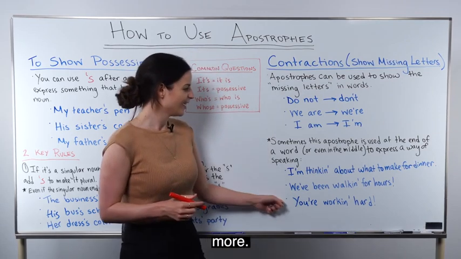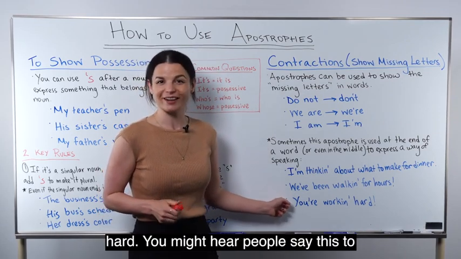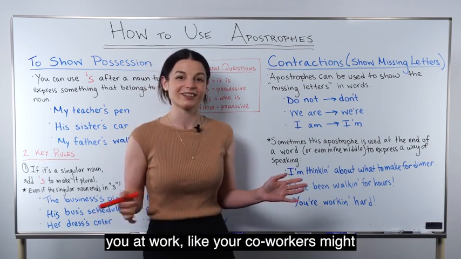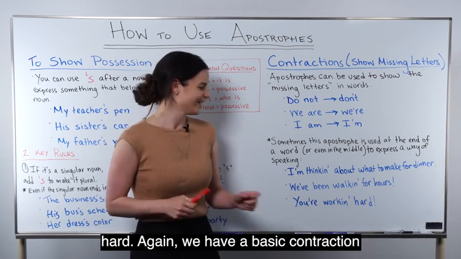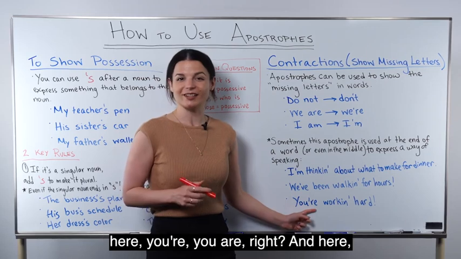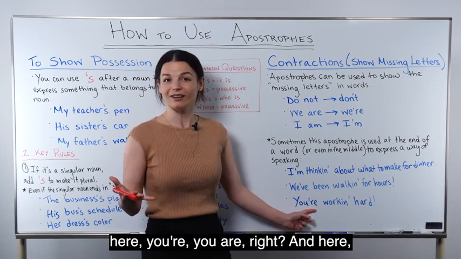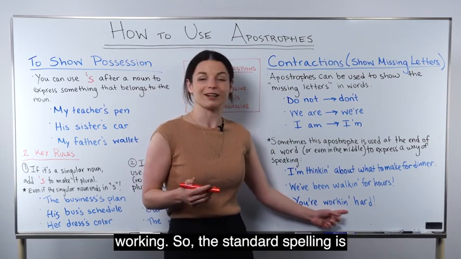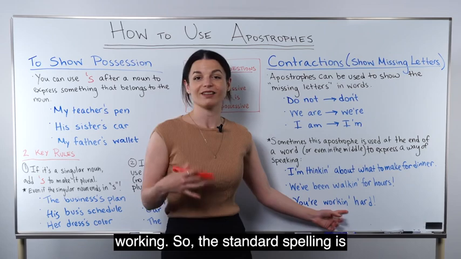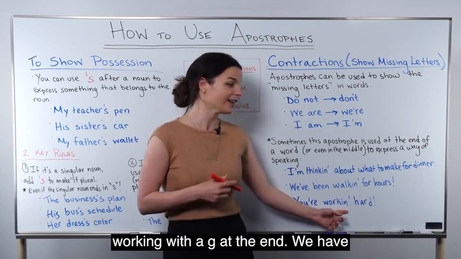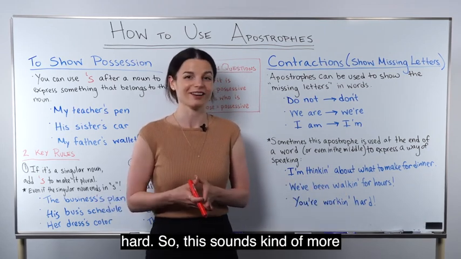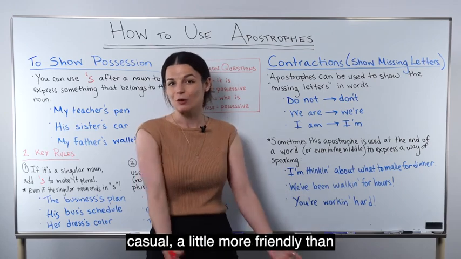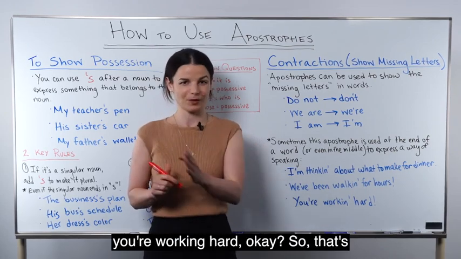So this expresses a kind of rough or casual manner of speaking. One more. You're working hard. You might hear people say this to you at work, like your coworkers might make this comment to you. Again, we have a basic contraction here. You are, right? And here, working. So the standard spelling is working with a G at the end. We have this apostrophe here that shows something is missing. You're workin' hard. So this sounds kind of more casual, a little more friendly than you're working hard.